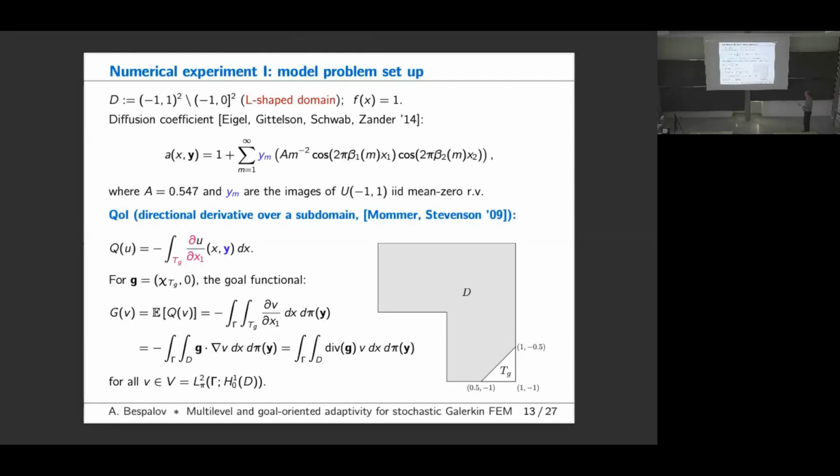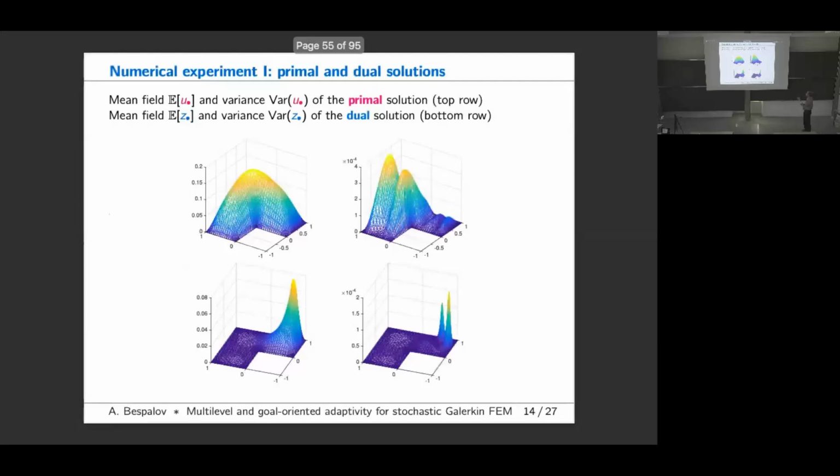Ignore this. Well, this is an expectation of this quantity of interest. You can write it in this form, which is not so important for now. These are the plots of the expectation and variance of the primal solution, top row, and expectation and variance of the dual solution.